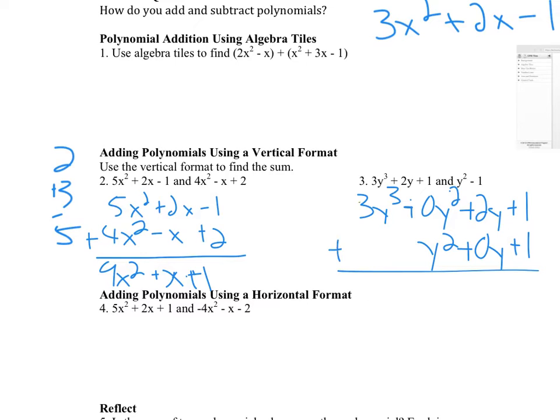Now we're going to add those together, so we have a 3y cubed. 0 plus 1 is 1y squared plus 2y, and I wrote this one wrong. This should be a minus 1 there. And plus 1 minus 1 is 0. So our answer is 3y cubed plus y squared plus 2y.